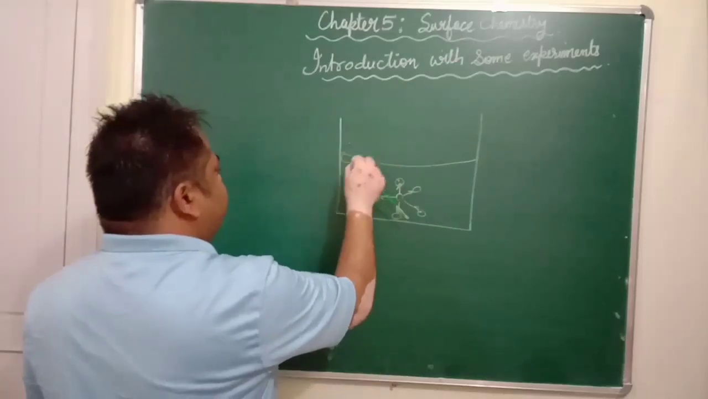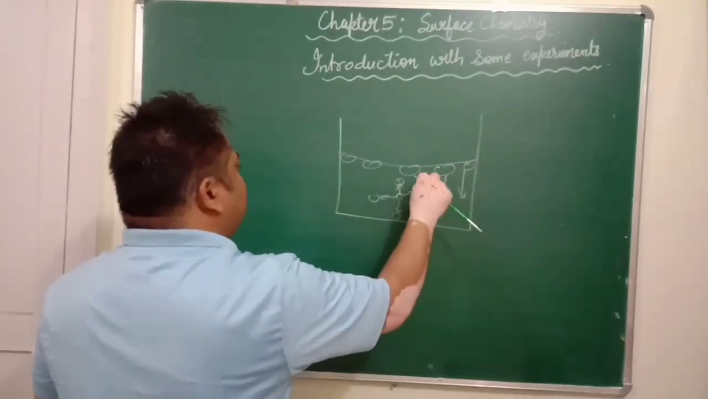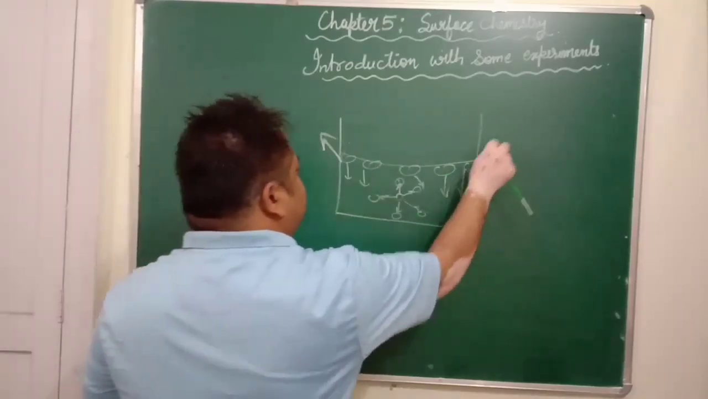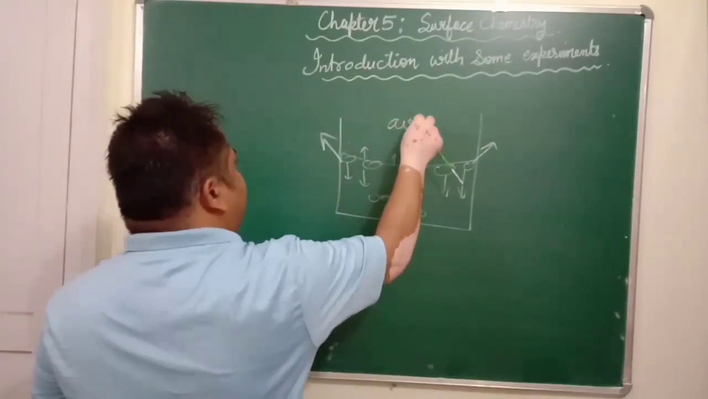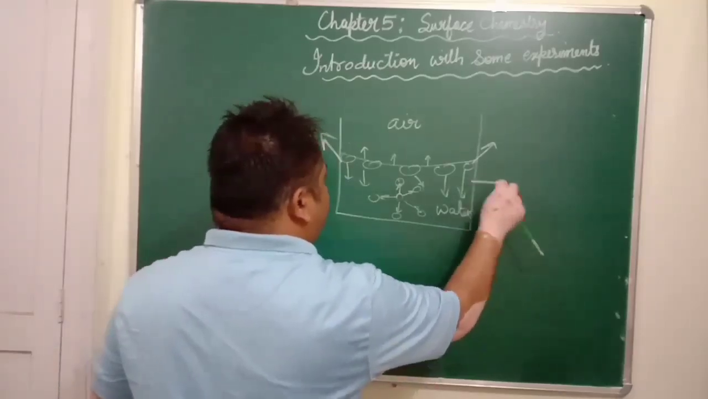But at the surface what happens? Pull is more towards inward, even more towards the glass, but very less towards the air. So this is the air, water and glass interface.